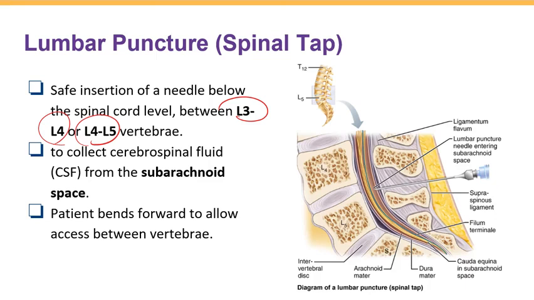This procedure involves inserting a needle into the subarachnoid space where the CSF is located. So this allows us to collect the fluid safely without damaging the spinal cord. To make this easier, the patient typically bends forward, which opens up the spaces between the vertebrae, allowing for better access. So this procedure is essential for diagnosing conditions affecting the brain and the spinal cord and ensures patient safety by avoiding injury to the spinal cord.